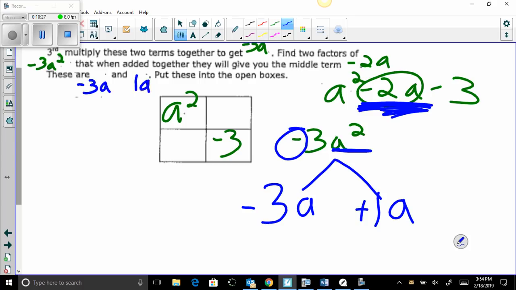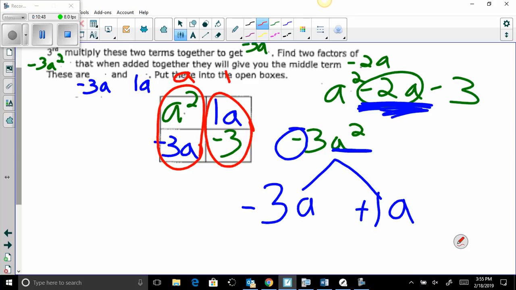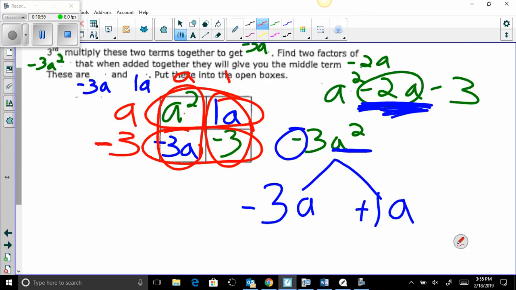It doesn't matter which one you put where in the box. As long as you do your work correctly, you're going to be fine. Now go on to step 4. Pull out the GCF of every row and every column. What's the greatest common factor here? It's just a. What's the greatest common factor here? It's just 1. Now my rows, the greatest common factor between these two is a. The greatest common factor here, notice they both have a negative. Take the negative out. And the greatest common factor is 3.